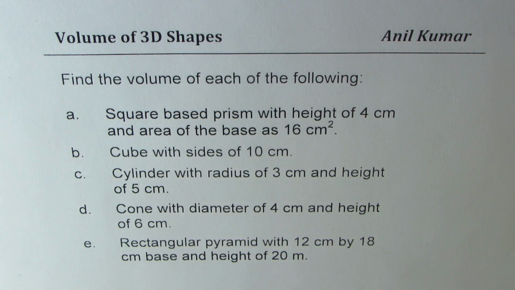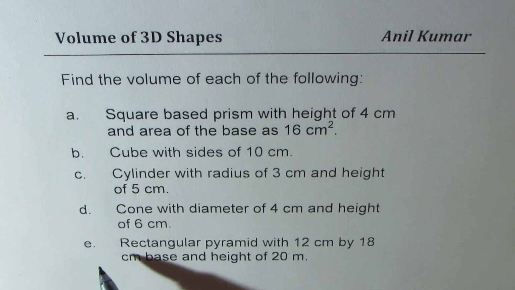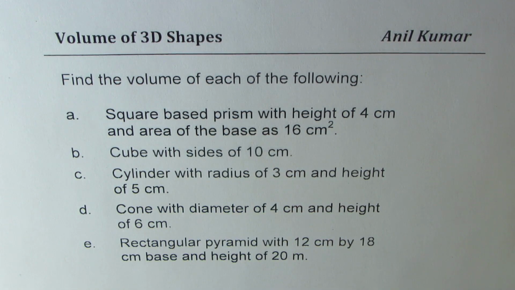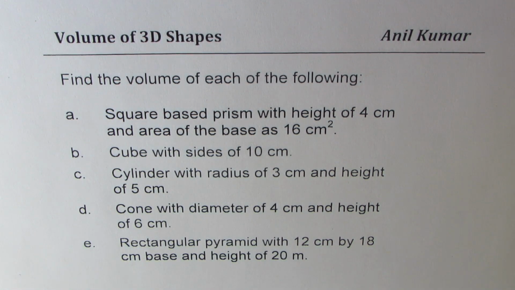The question here is to find volume of each of the following. We have taken 5 examples. A. Square-based prism with height of 4 centimeters and area of the base as 16 centimeters square. B. Cube with sides of 10 centimeters. C. Cylinder with radius of 3 centimeters and height of 5 centimeters. D. Cone with diameter of 4 centimeters and height of 6 centimeters. E. Rectangular pyramid with 12 centimeter by 18 centimeter base and height of 20 centimeters.